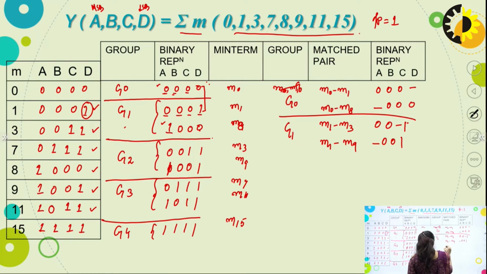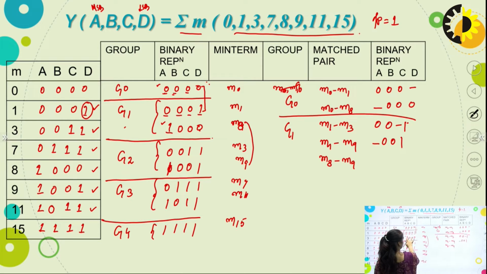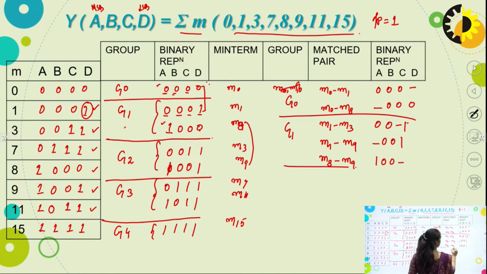Next, M8 and M9 will be compared. We are going to compare these two, M8, M9, and we are going to remove one of the values. Your D will be removed. The rest of the 3 variables are same. So 1, 0, 0, D is removed. Okay. So group 1 is now done.